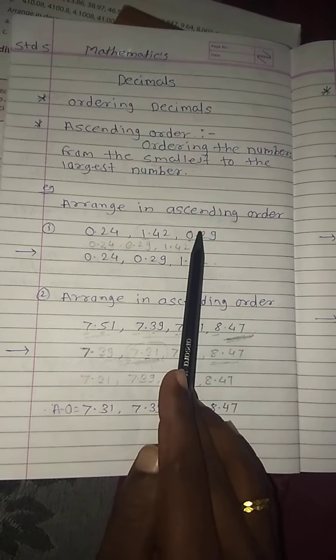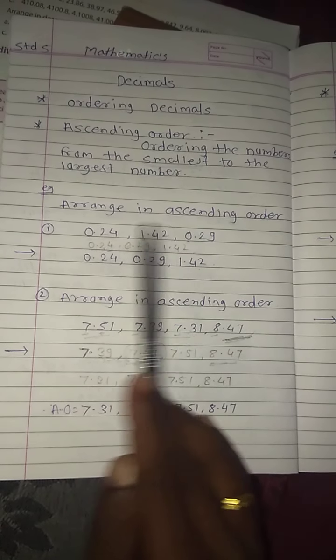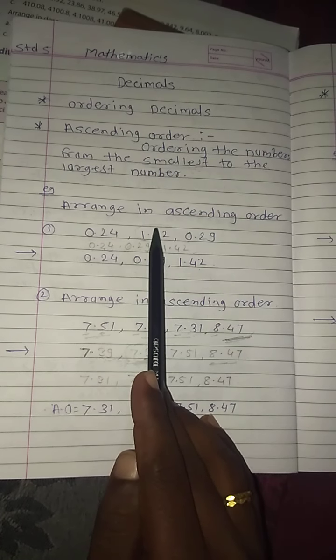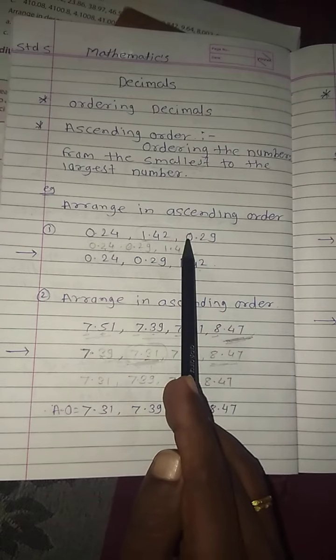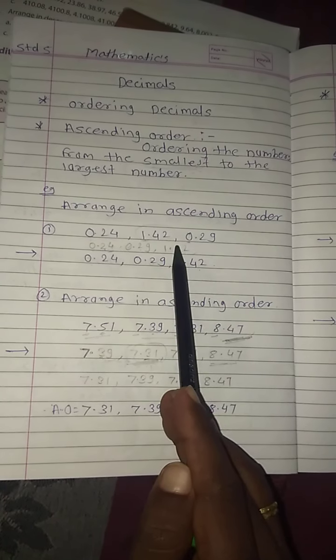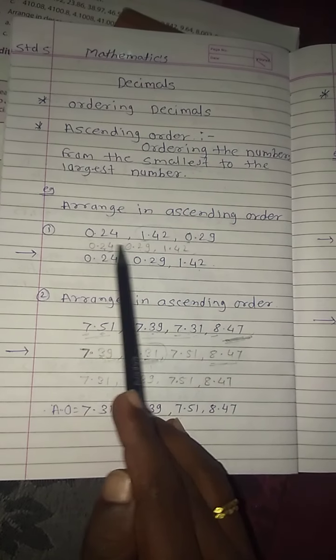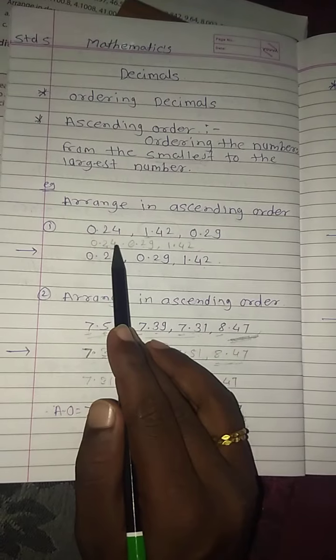Now we have to compare these two numbers. That's why I'll write the remaining numbers first, this number and this number, and the bigger number at last. I'll write this number 0.24, second number 0.29 and last 1.42. Why? Because this is the bigger number, and we have to compare these two numbers. Now compare these two numbers.